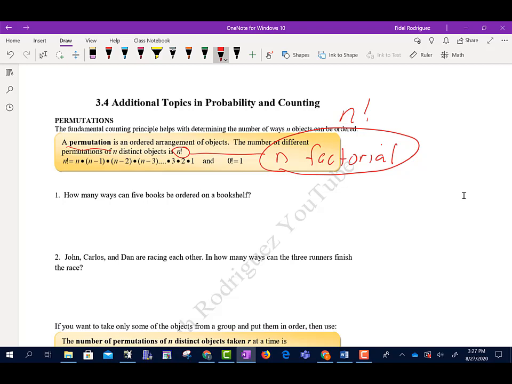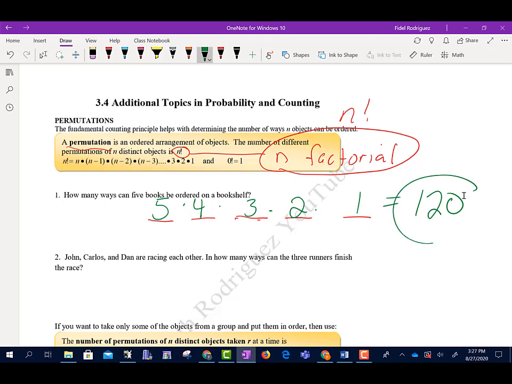It says, in how many ways can 5 books be ordered on a bookshelf? So we have 5 books, and we're going to put them on a bookshelf. In the first spot, I can put 5 books. Now we've put 1, so now I can only put 4 books in the second one. I can choose from 3 in the third, from 2 in the fourth, and from 1 in the last. And this is what 5 factorial means. It means 5 times 4 times 3 times 2 times 1, and that should give us 120.